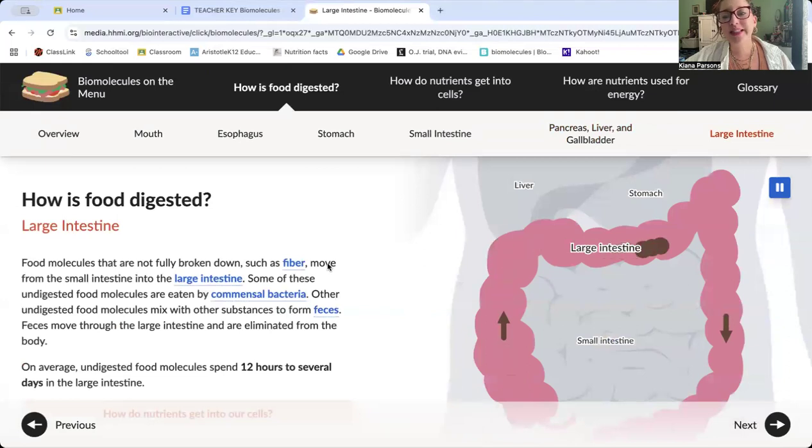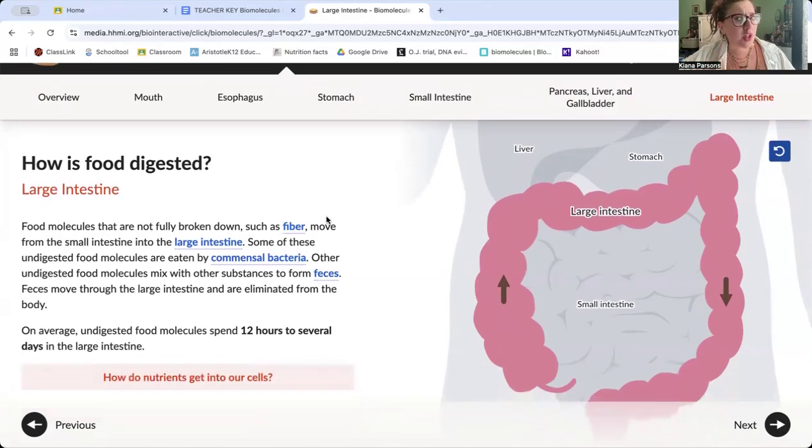All right, and you can see now what we've eaten doesn't look like food anymore at all. Once the nutrients have been absorbed in the small intestine, all that's left over is waste. So, food molecules that are not fully broken down, such as fiber, which remember we said is indigestible, move from the small intestine into the large intestine. Some of these undigested food molecules are eaten by commensal bacteria, and these are not bad bacteria. This is part of your gut microbiome, which you may have heard of.